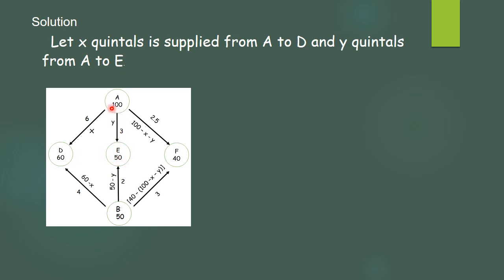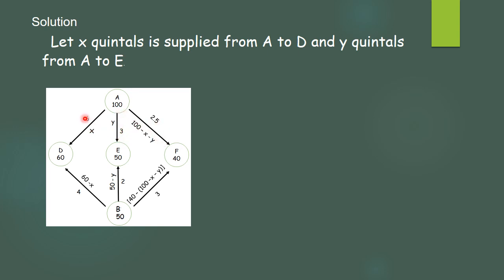Now here first we'll assume that X quintal will be supplied from A to D and Y from A to E. Here I have written the number 6. This was the cost given in the question. They have given the table, that the cost of transportation from A to D was 6, A to E was 3, and A to F is 2.5.